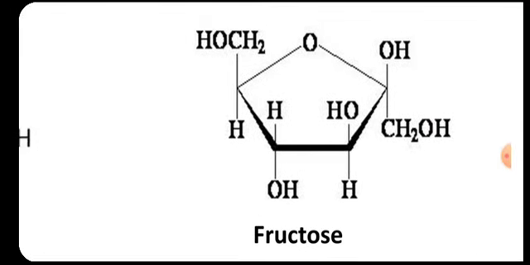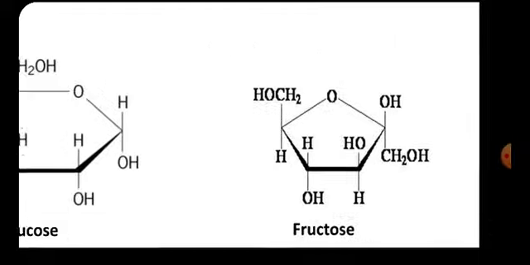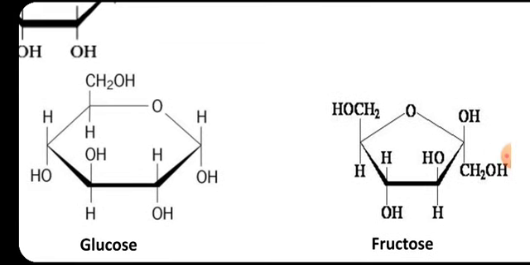This is the structure of fructose present in ring form. 1, 2, 3, 4, 5, 6. So the formula for fructose is also C6H12O6. We can note the difference between glucose and fructose. This is aldose sugar and this is ketose sugar. The molecular formula is the same, C6H12O6. The difference is only in the arrangement of these carbon atoms.